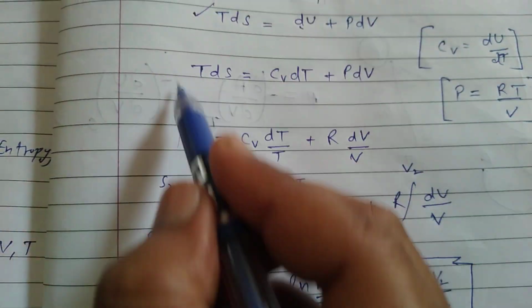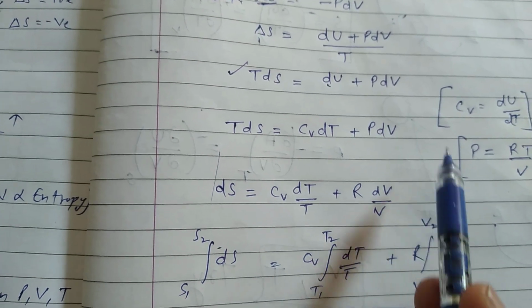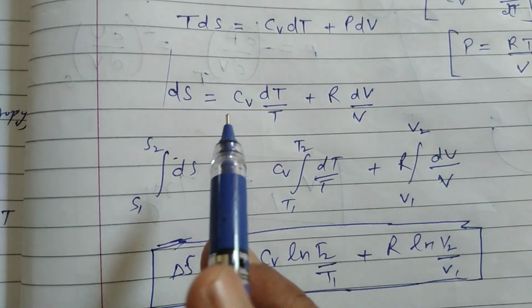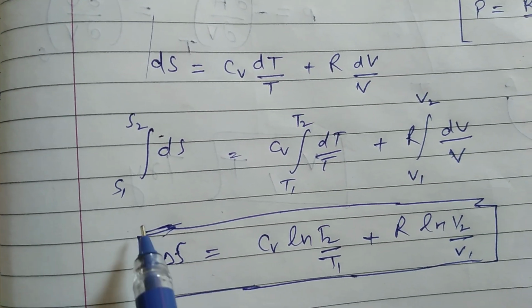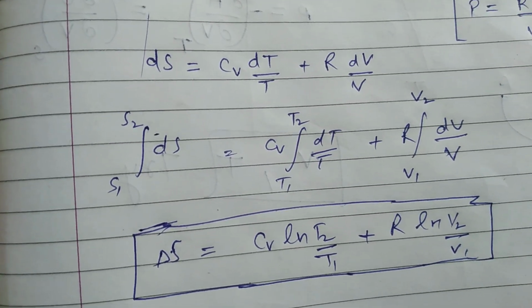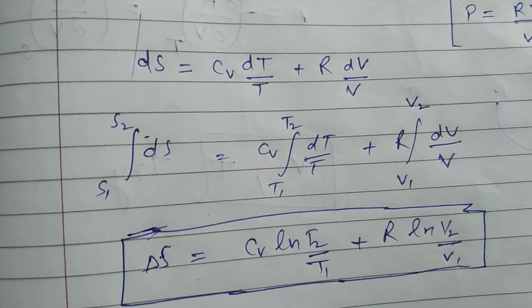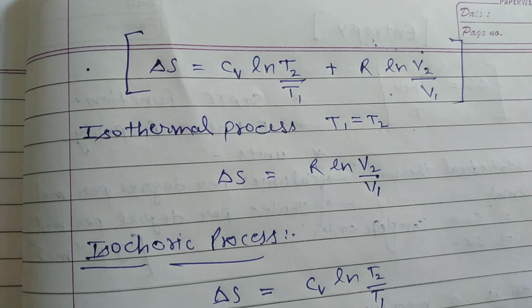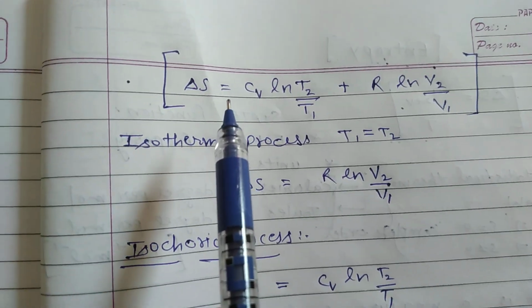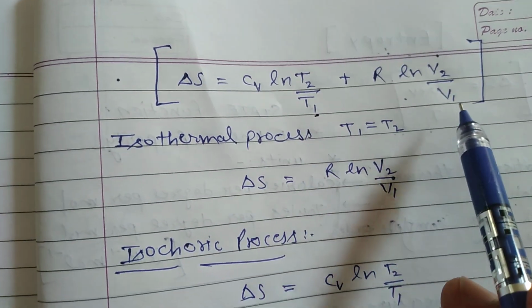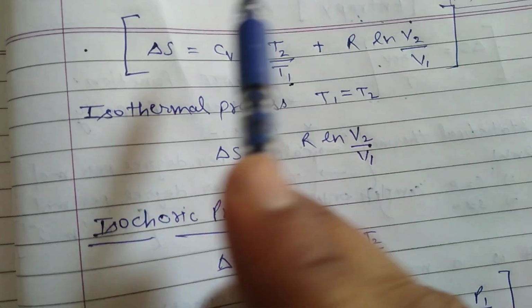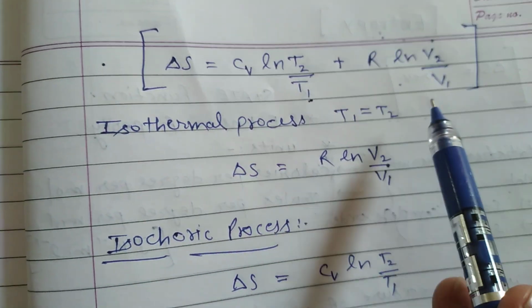Now this derivation is not very important from the exam point of view, but we have to remember this formula, because we can make some further modifications in this formula also. See, this is the formula for the change in entropy when we are changing our temperature and volume. We can make some modification in this formula also.